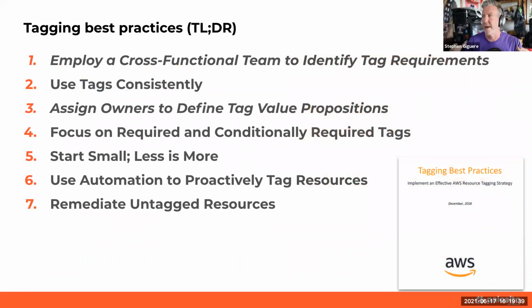The TLDR of it is that in italics, I've got things that are more strategic in terms of business strategy, like employing a cross-functional team to identify tag requirements, assigning owners to define the tag value propositions. But in terms of automation, number 2 is the big one. Use tags consistently and strategically. Focus on required tags, start small. You don't have to go too crazy with tags, and we'll see that. Use automation to proactively tag, which is what we're going to solve today, and then find a way to remediate untagged resources, which is why I've mentioned Checkov, because you can use that to find infrastructure as code that hasn't been tagged.